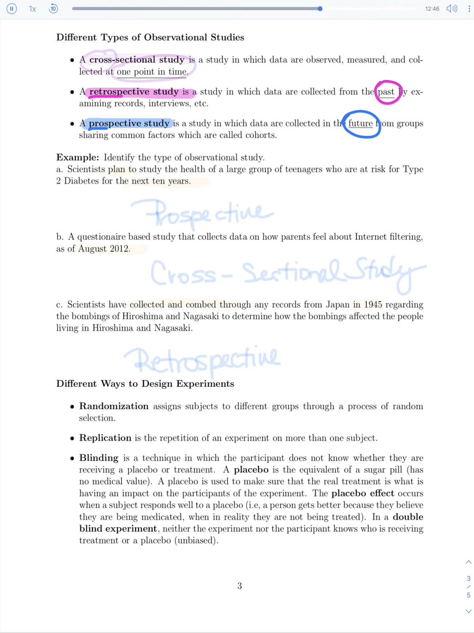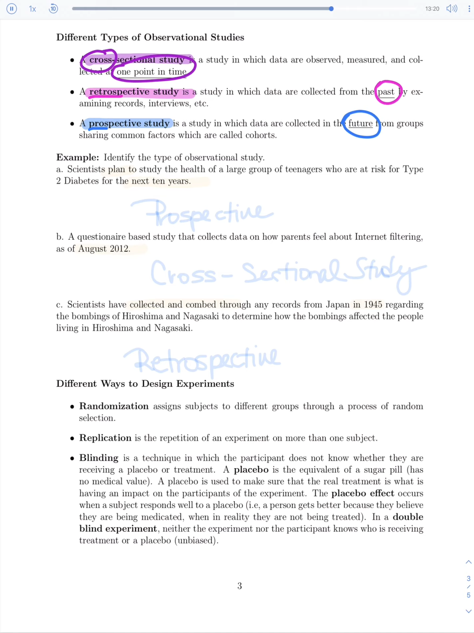So we've got retrospective, which is looking at studies of the past, prospective, which is looking at studies from the future, and our last one is going to be cross-sectional, which means you're looking across one section in time. So cross-sectional means looking at one point in time. So let's take a look at these three examples and figure out if we're looking at retrospective, prospective, or cross-sectional.